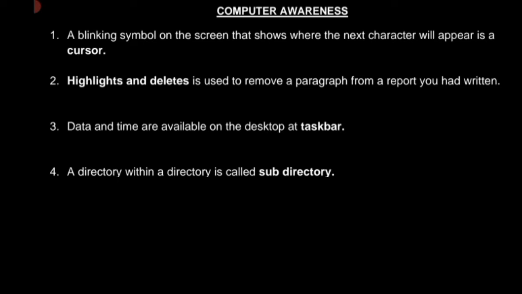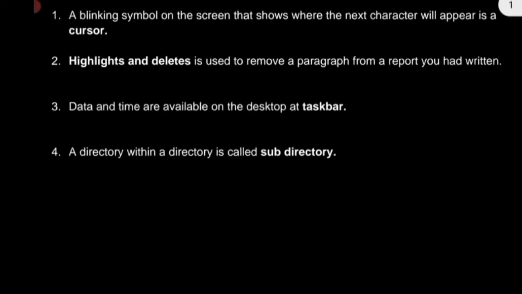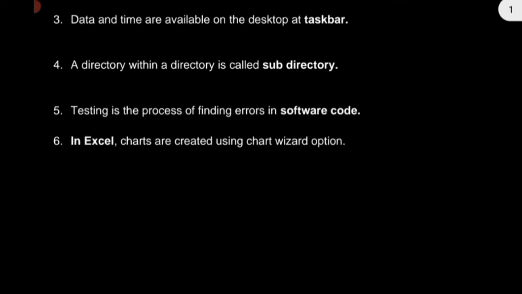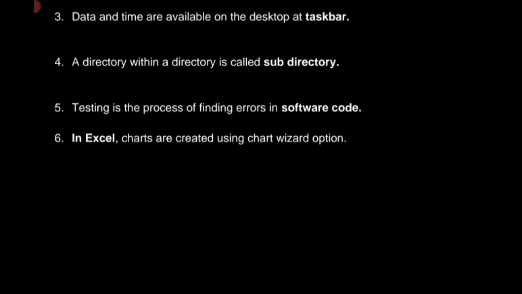Point 1 is a blinking symbol on the screen that shows where the next character will appear is a cursor. Second point is highlight and delete is used to remove a paragraph from a report you had written. Third point is date and time are available on the desktop at the taskbar.